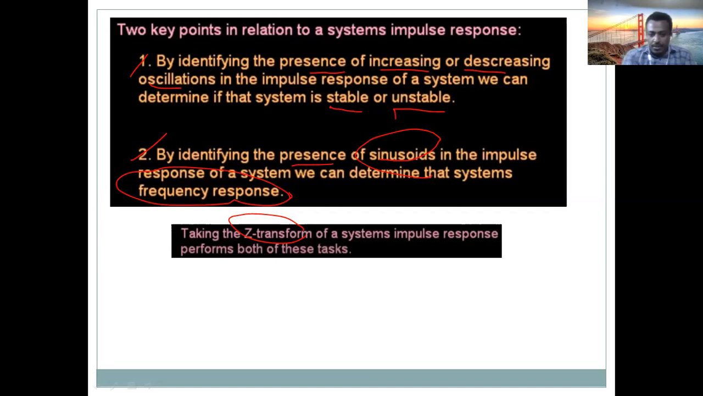So not only do we identify the frequency response of the system, we use Z transform to design also. To design a system with the required frequency response. If you are asked to design a system with this type of frequency response, you can use Z transform. Okay, so when you do examples, it will be clear for you. So let me give you one example.